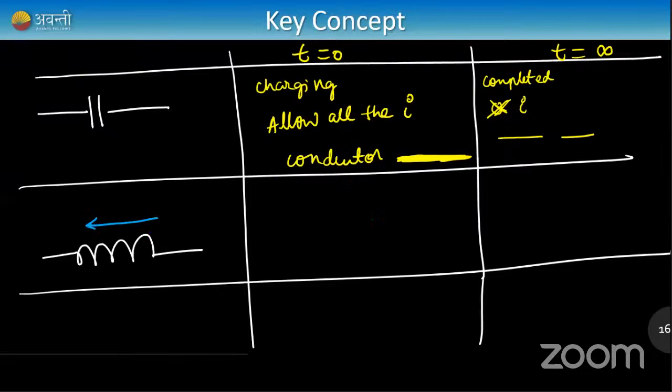So now, since the inductor is opposing the current, it will block all the current. Okay, so then this becomes an open circuit. You can remove that complete line.